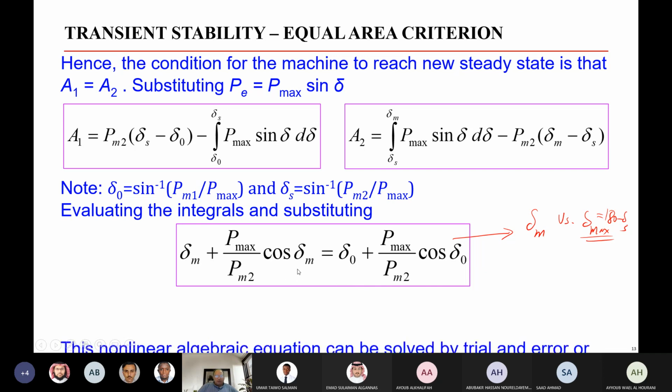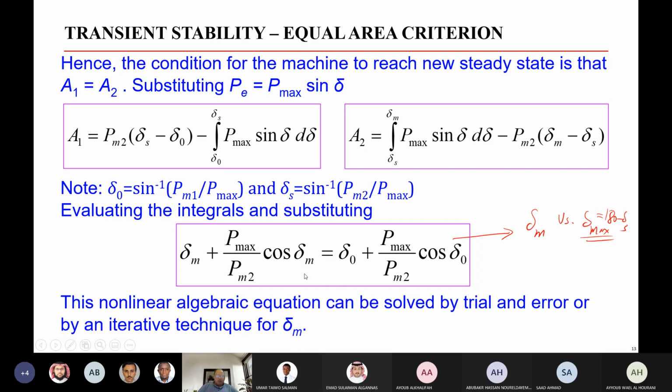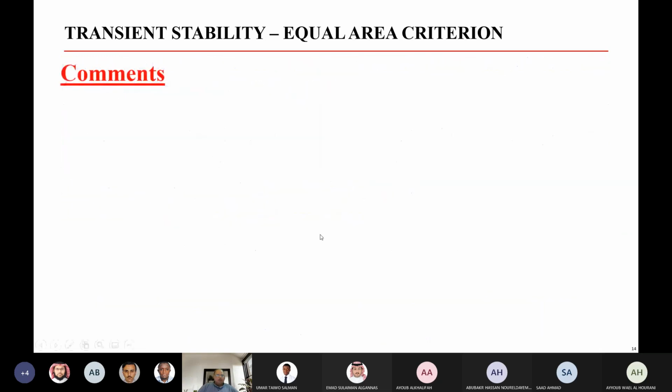So of course, this is a nonlinear algebraic equation. You can solve it either by trial and error, or you can solve it by an iterative technique. It is a nonlinear algebraic equation, so you can use the Newton-Raphson method or the Gauss-Seidel method to solve it. It is not a differential equation, so it is an algebraic equation, and you solve it by trial and error.